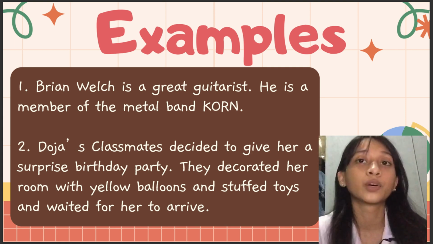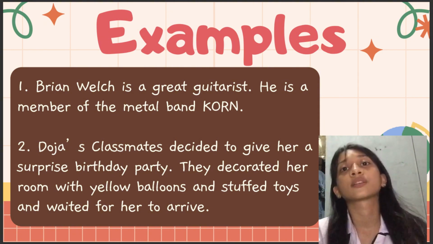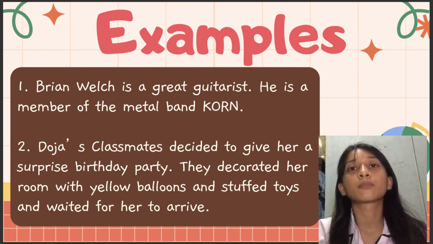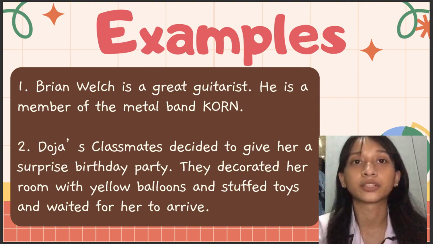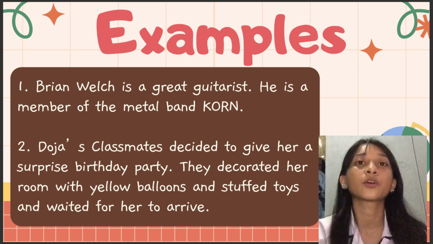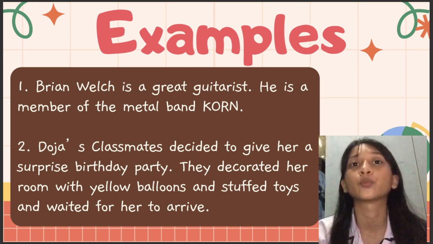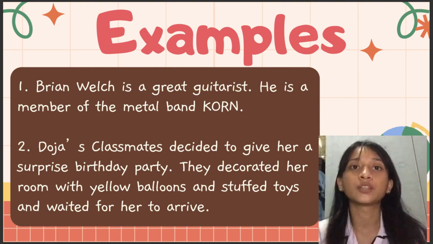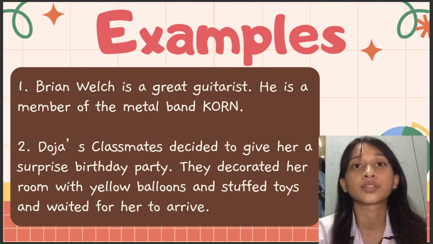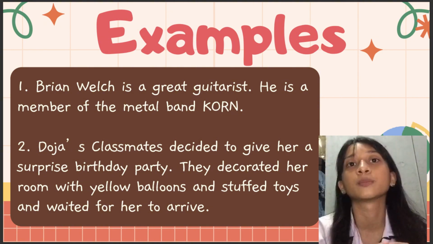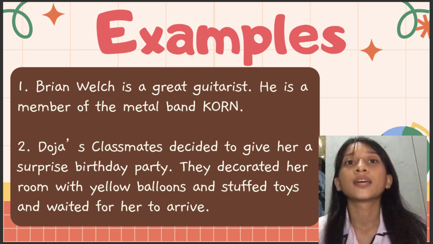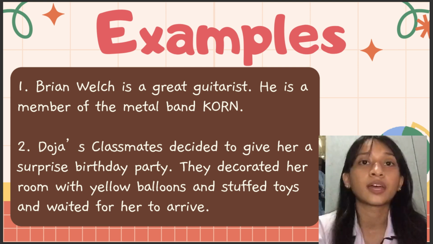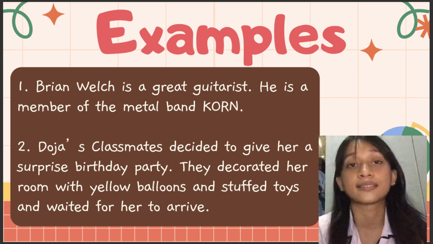Example number 1 is: Brian Welch is a great guitarist. He is a member of the metal band Korn. He is used as a pronoun to replace the noun Brian Welch because it is singular in number. It was in the third person because Brian Welch was the one being talked about. It was a masculine noun and it was the subject of the sentence.